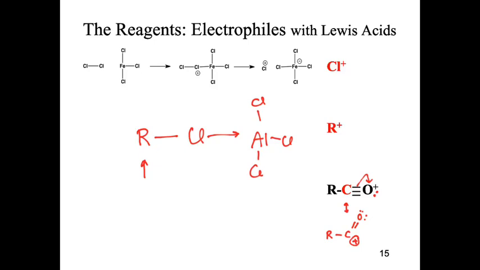Okay? So where did I get this structure from? Does that help give you a hint? How did I get this positive carbon? Remove the chlorine. Let's remove a chlorine. Yes. Okay. How could I help polarize and get that chlorine to come off? Okay. The exact same Lewis acid catalyst.